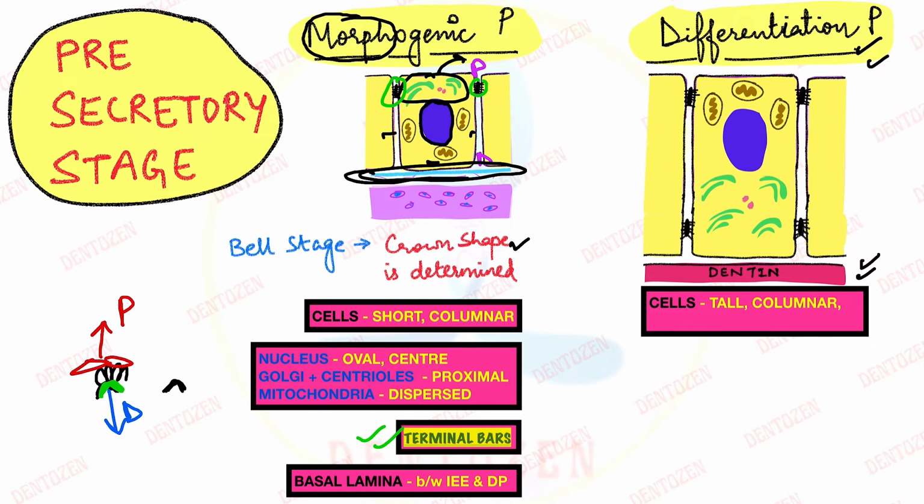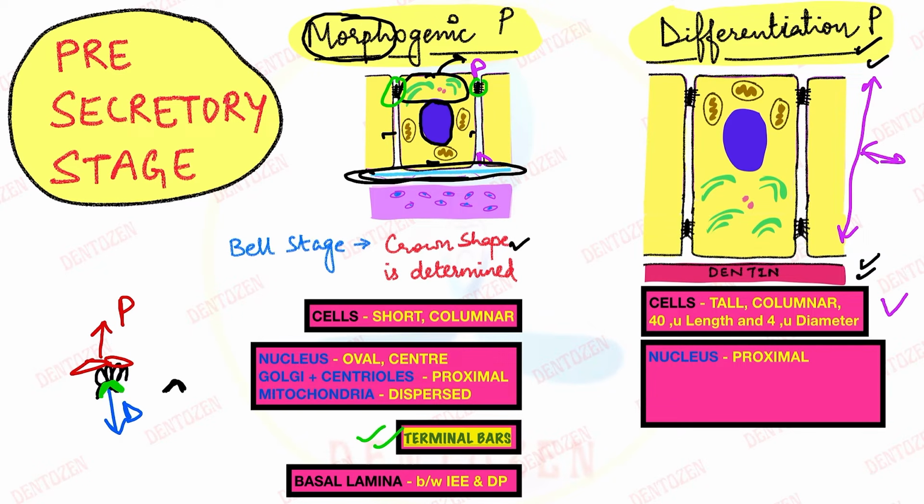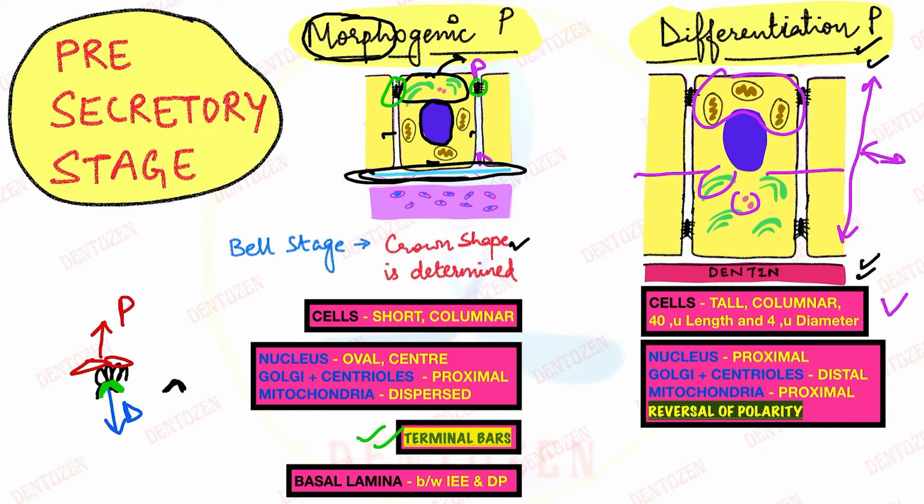What are the dimensions of this cell? That can be your Viva question. So these cells are about 40 microns in length and 4 microns in diameter. Then, if we look at the organelles, the nucleus now is in the proximal part, and other organelles have reversed. Golgi and centrioles have come in the distal part, and mitochondria seem accumulated in the proximal part. So, there is reversal of the functional polarity of the cell.